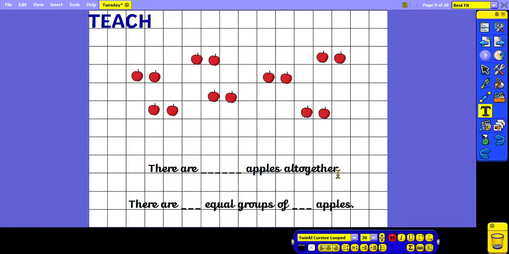Okay, so this time I've got to work out how many apples there are altogether. I can see that they are in groups of 2, so I'm going to count in multiples of 2. So 2, 4, 6, 8, 10, 12, 14. There are 14 apples altogether.